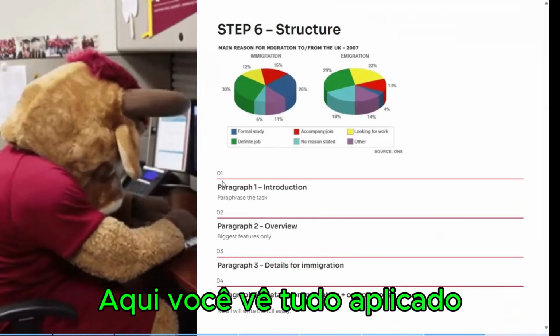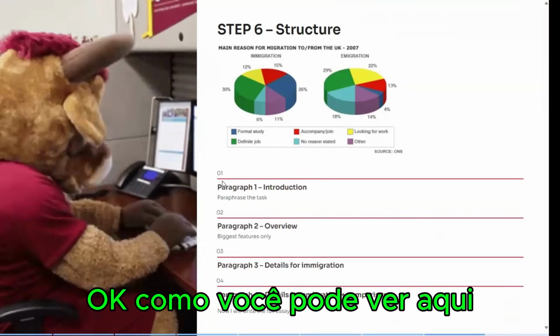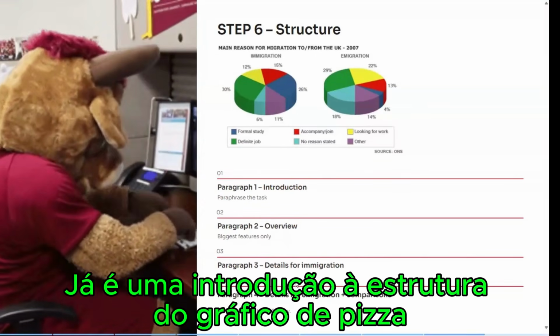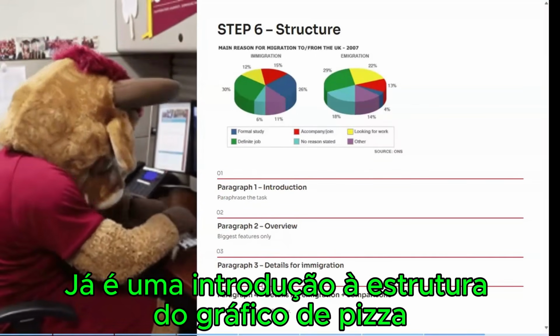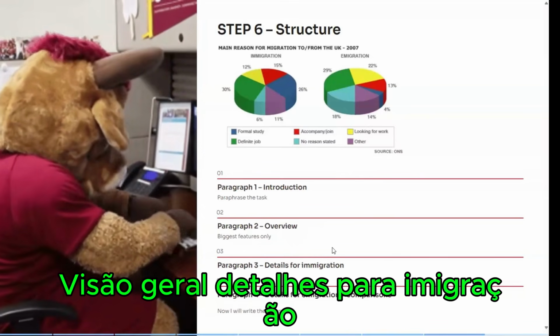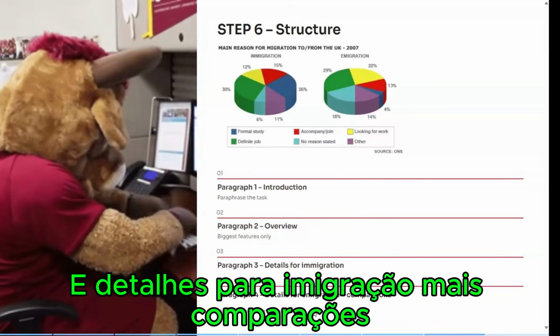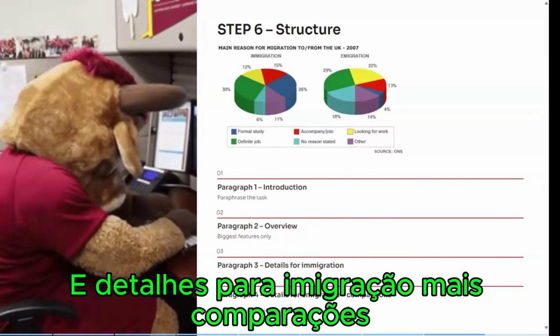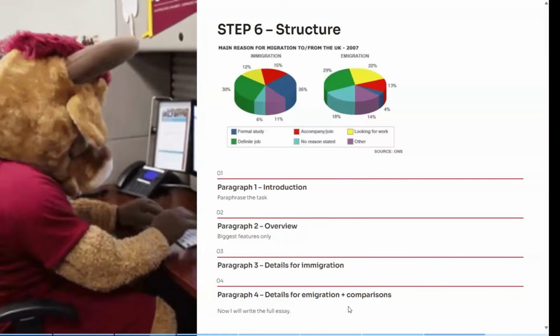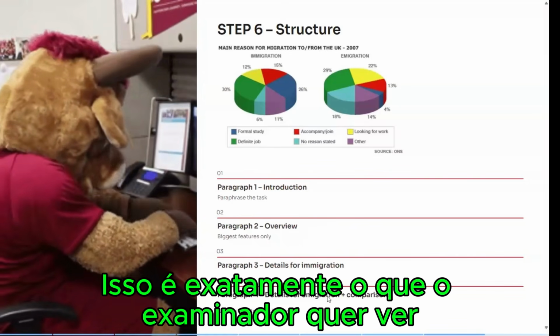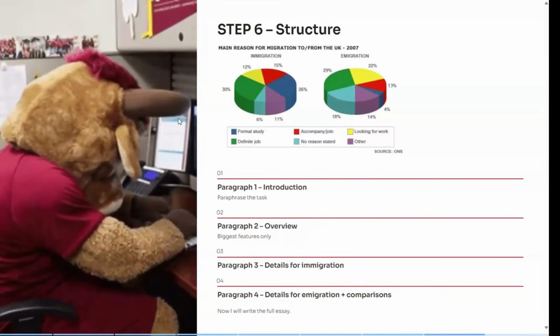Now let's structure it, well structured, okay? Here you see it all applied. As you can see here, it's already a pie chart structure: introduction, overview, details for immigration, and details for immigration plus comparisons. This is exactly what the examiner wants to see.